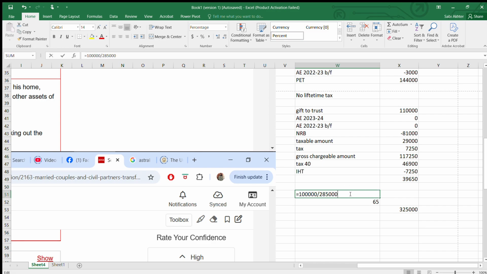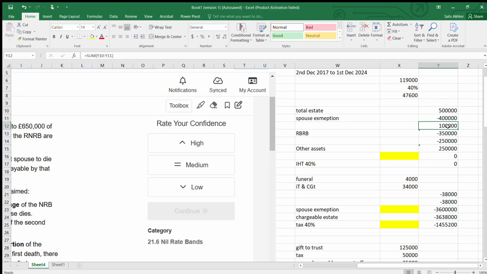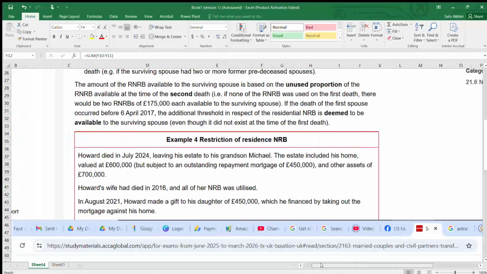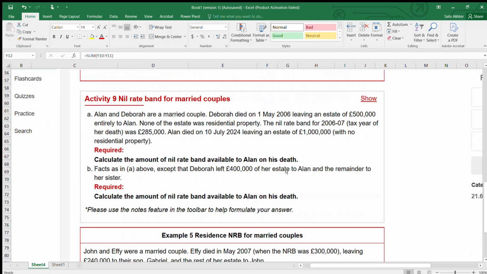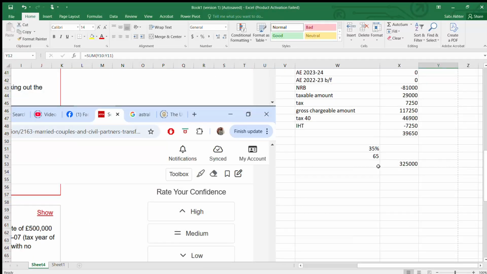You see here, this 100. How did we get? So this 100 out of 285, because when was his death? How much nil rate band was available that time? 2006. Sorry. See, there are too many questions. That's why we are getting confused. We are in activity 9. When Deborah died, Deborah died in 2006. So unused nil rate band. That time he must be having 285 nil rate band.